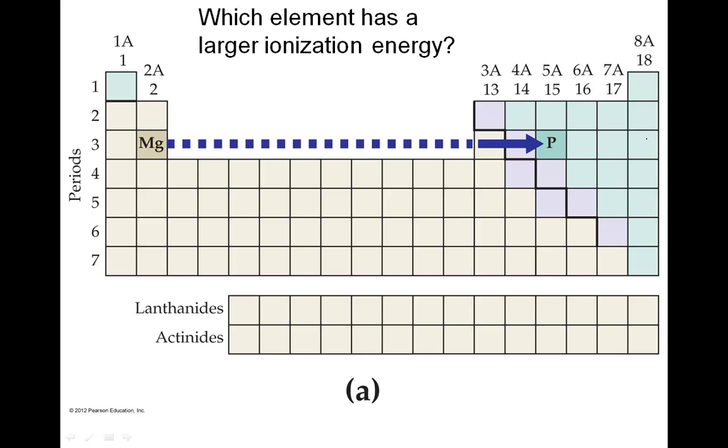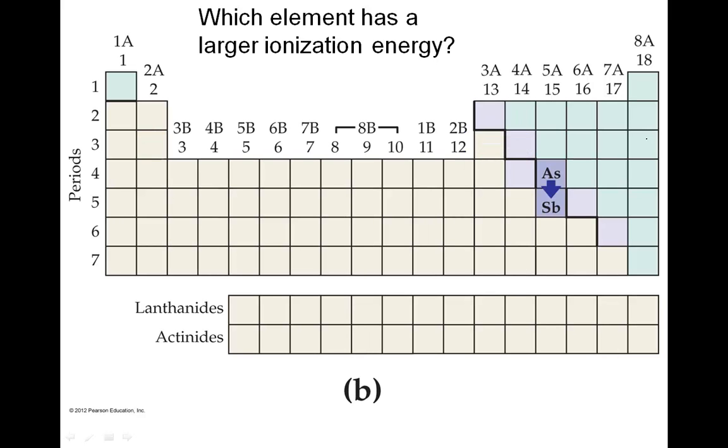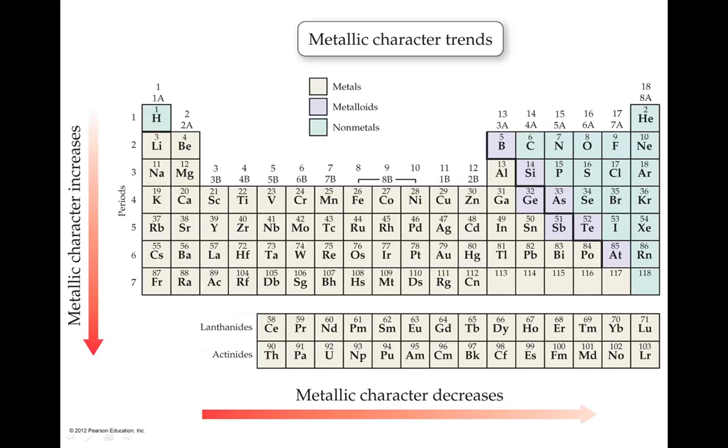So if you were asked which element has a larger ionization energy, magnesium or phosphorus? Phosphorus would have the larger ionization energy because it's closest to the top right-hand side of the periodic table. Arsenic or antimony? Which one's closest to the top right-hand corner of the periodic table? Arsenic. So arsenic's larger than antimony.